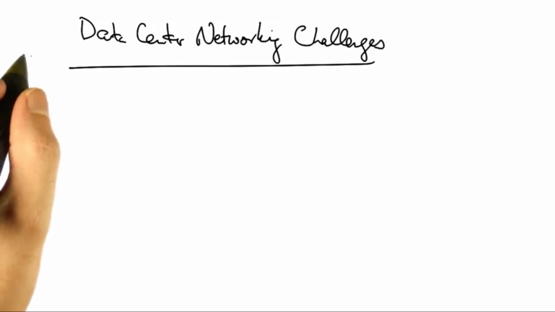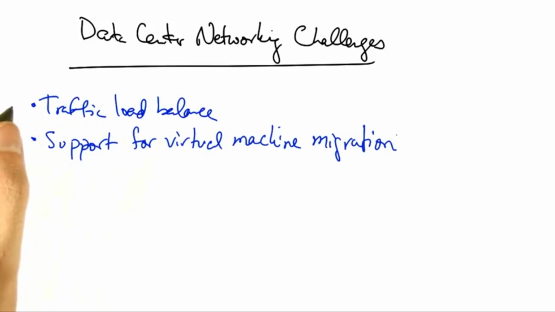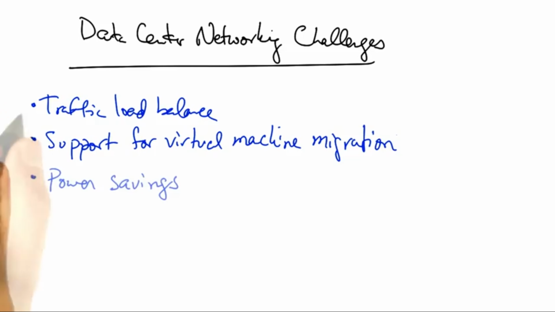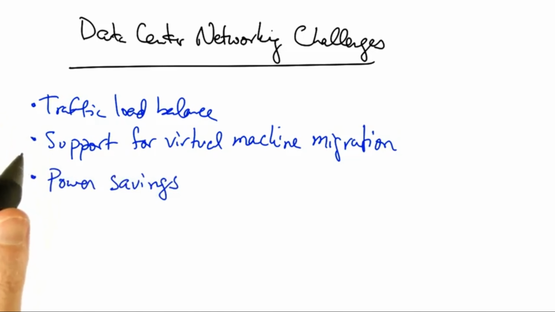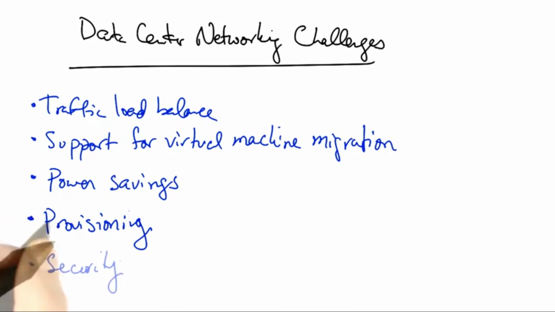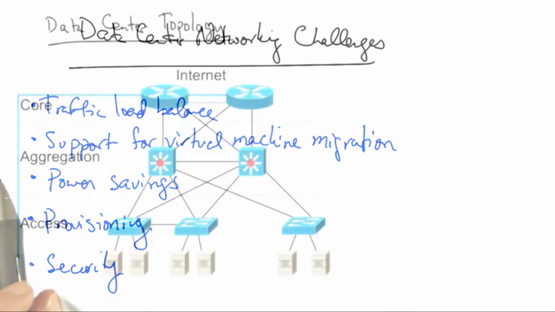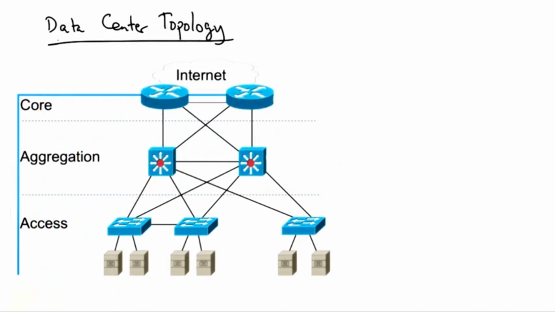Some of the challenges for data center networking include traffic load balance, support for migrating virtual machines in response to changing demands, adjusting server and traffic placement to save power, provisioning the network when demands fluctuate, and providing various security guarantees, particularly in scenarios that involve multiple tenants. To understand these challenges in a bit more detail, let's take a look at a typical data center topology.